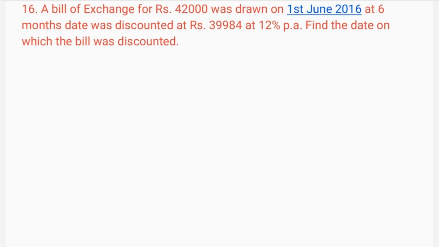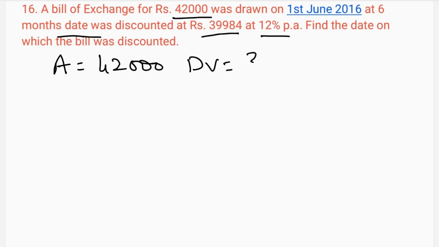Next problem: a bill of exchange for rupees 42,000 was drawn on 1st June 2006 at 6 months date, was discounted at rupees 39,984 at 12%. Find the date on which the bill was discounted. Exactly the same as the previous problem. So here the amount was 42,000. Discounted value is 39,984. Rate of interest is 12% per annum.